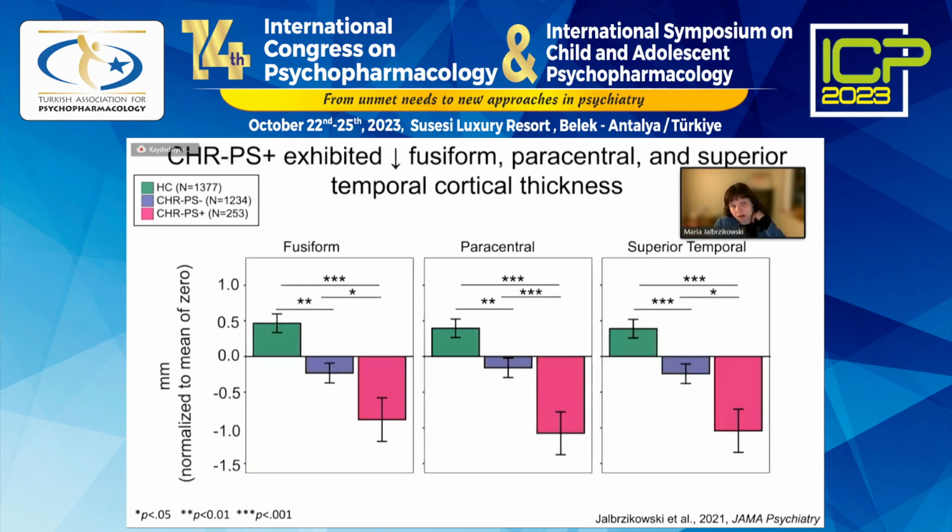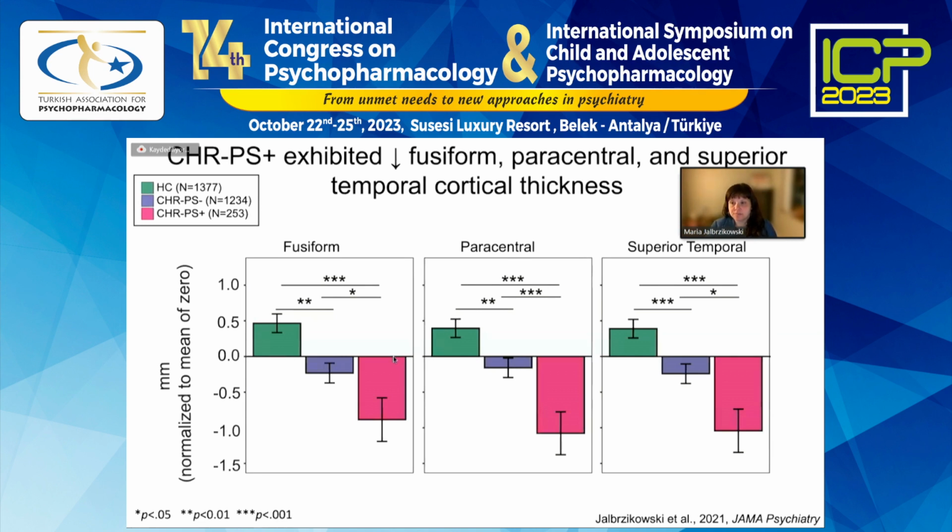And these bar graphs now just visualize the 3 cortical thickness measures of all 3 groups together. So you've got the CHR converters in pink and the non-converters in purple, which fall within the middle, and then the healthy controls over here in teal.